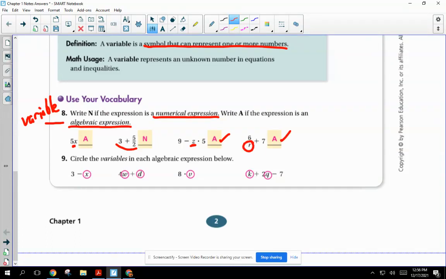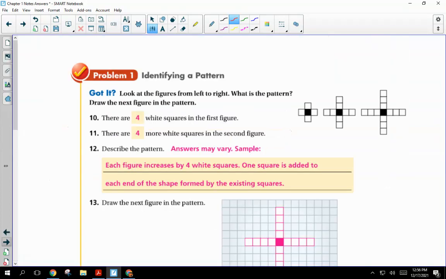It's algebraic. So number 9, circle the variables in each algebraic expression below. So you're just circling the variables. Remember, variables are letters. So we have X circled, W circled, D circled, V circled, K circled, and Q circled. Any questions? Okay, let me hide this. I think I tried to do it before. There we go. Next page.